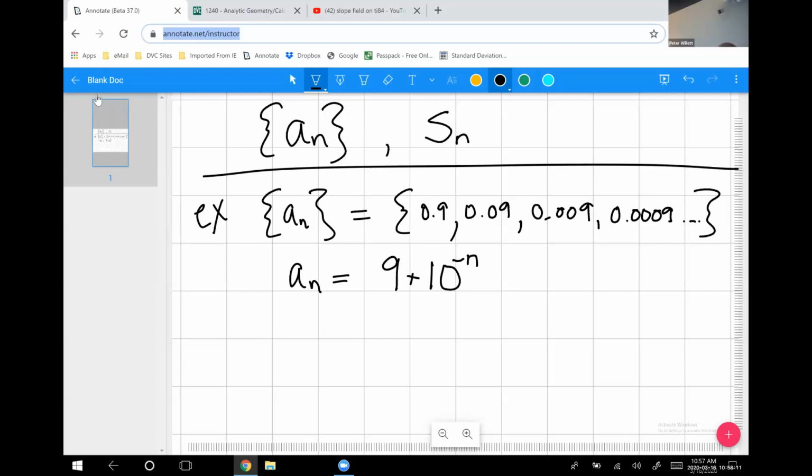So this is a formula for the nth term in my sequence. Questions about that so far? I have a question. Why would the exponent be negative?